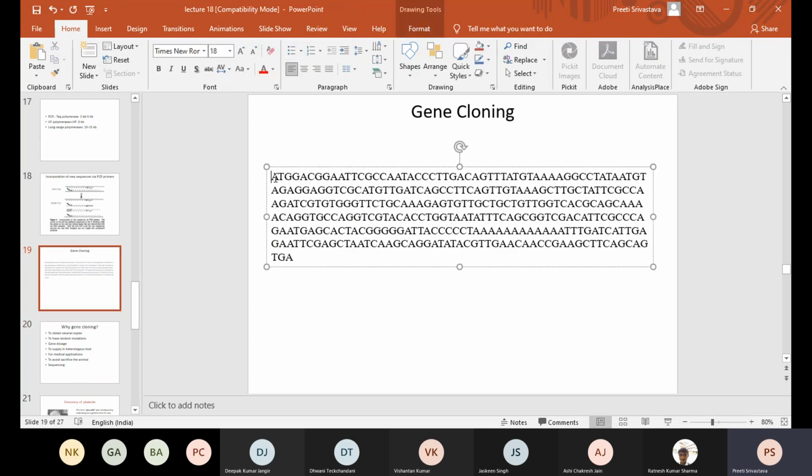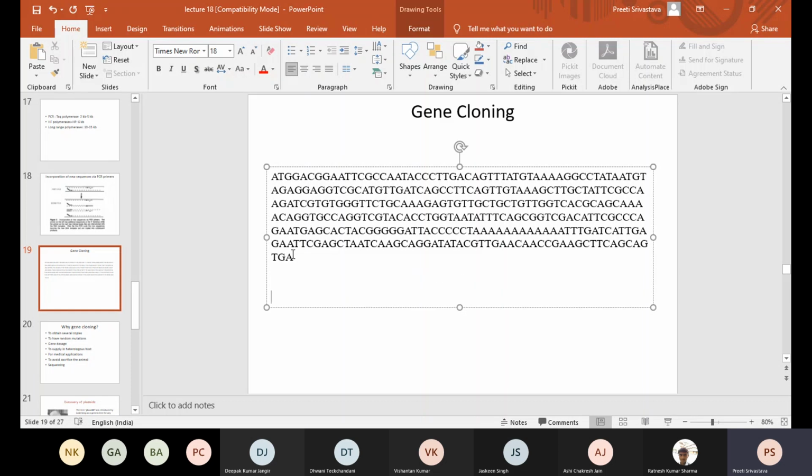Coming back to this gene, ATG is the initiation codon and TGA is the termination codon or stop codon. The initiation codon is for initiation of translation, of protein synthesis, and the termination codon is for termination of protein synthesis. So if you want to clone the gene in this case, this part you need to listen to me carefully.